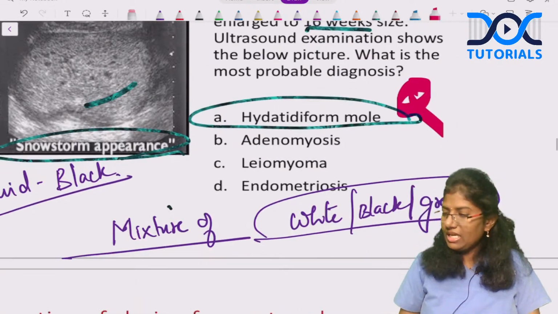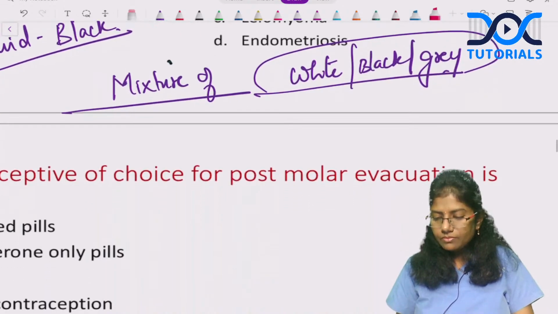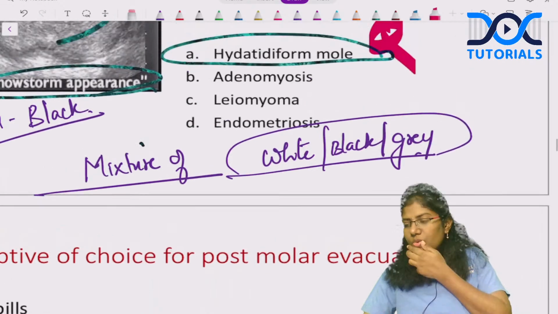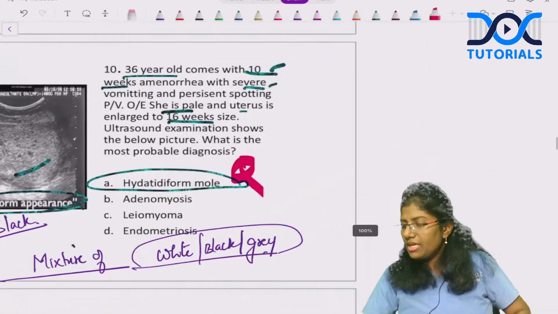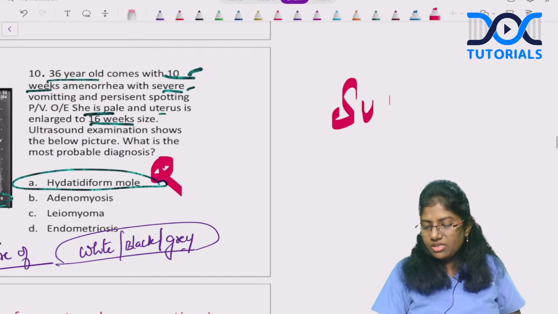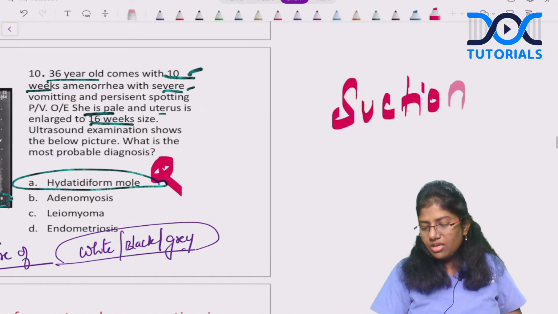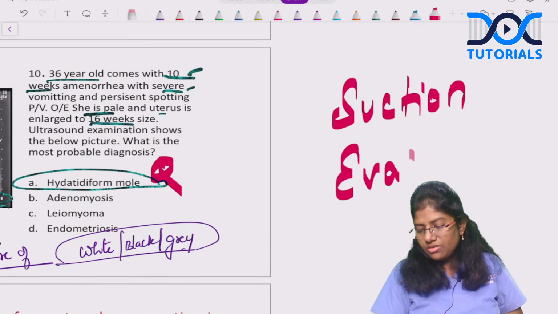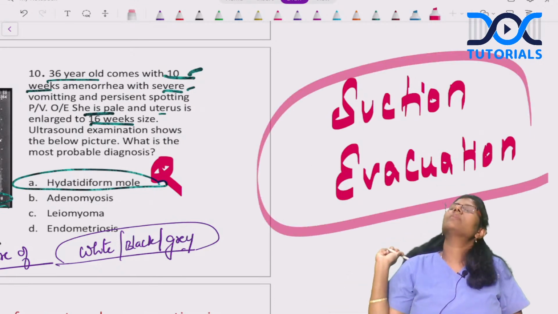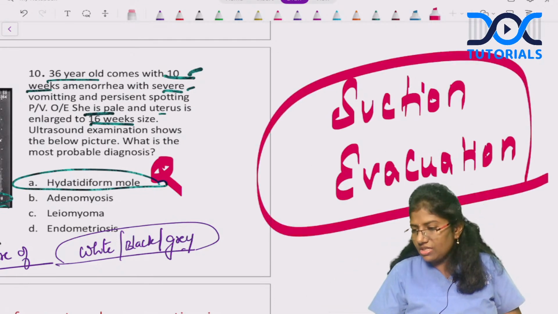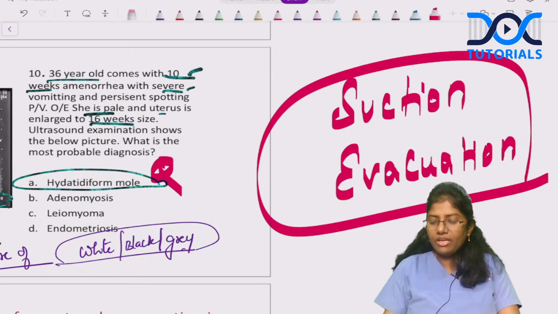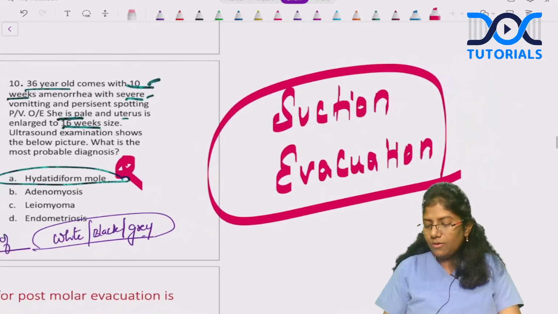So tell me guys, how do you treat this condition? What is the treatment of choice? Suction evacuation is the treatment of choice. So the treatment is basically surgical. Suction evacuation is the treatment of choice. Hope you all can follow.